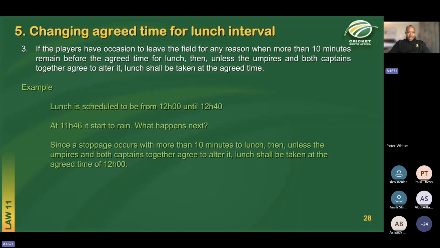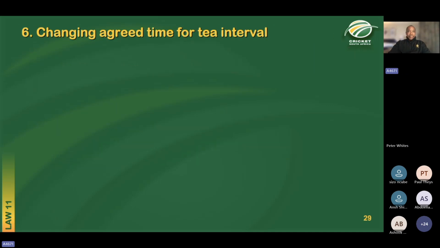So lunch doesn't have more flexibility than 10 minutes, except if there's an agreement between both the captains and the umpires to move it more than the 10 minutes allowed without an agreement. So we've had a look at lunch. Now let's have a look at the tea interval.